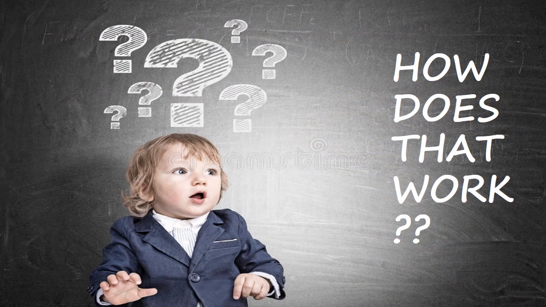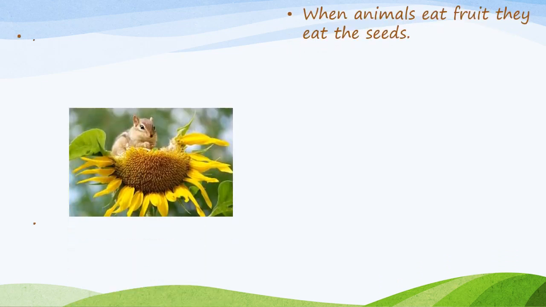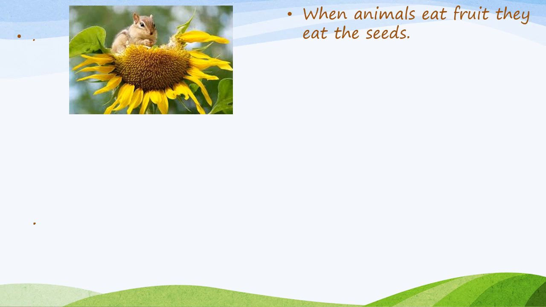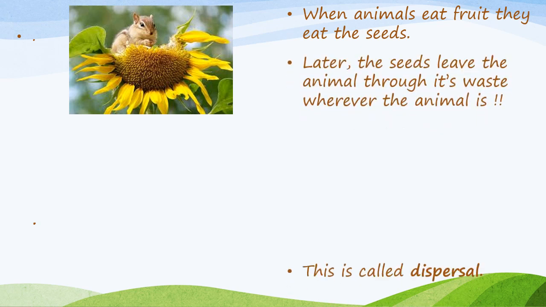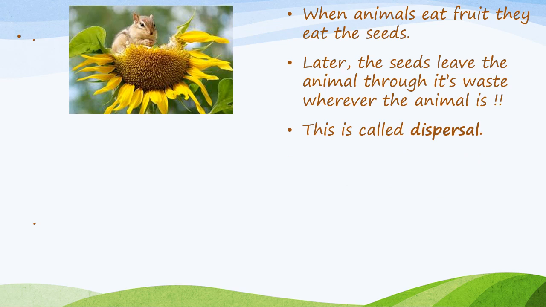Now how does that work? When animals eat fruit, they eat seeds also. Later, the seeds leave the animal through its waste wherever the animal is. So, this process is called dispersal.